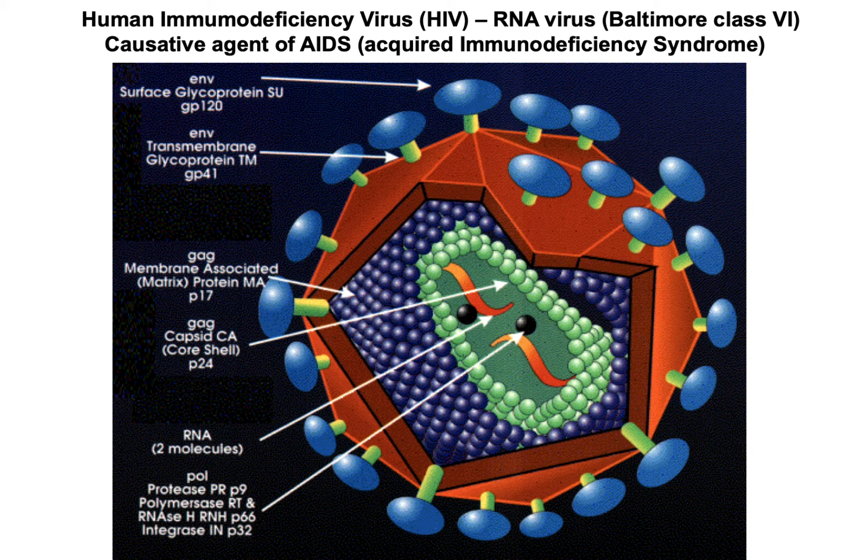So here's a diagram of the human immunodeficiency virus, HIV, which is an RNA virus of Baltimore class 6, so it has a reverse transcriptase that it carries along with it. Causative agent of AIDS, acquired immunodeficiency syndrome.